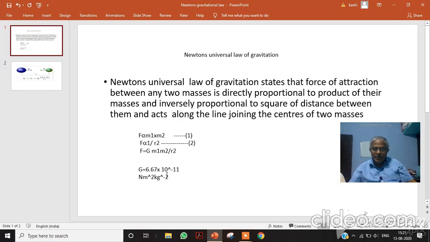You observe this. To show the powers, we are writing using this symbol. So 6.67 into 10 to the power of minus 11. And the SI units are Newton meter square kg minus 2.